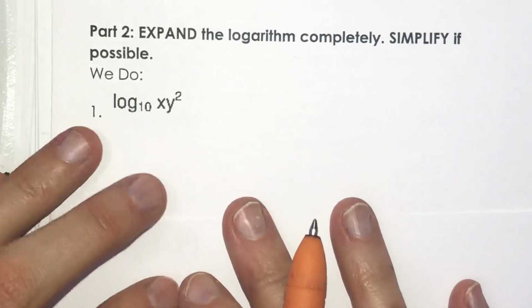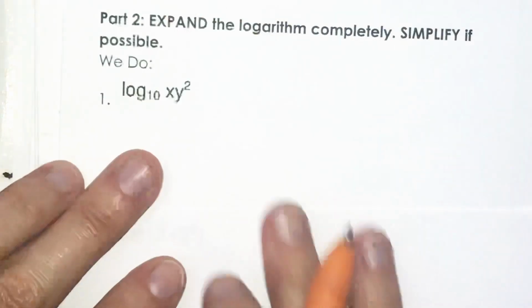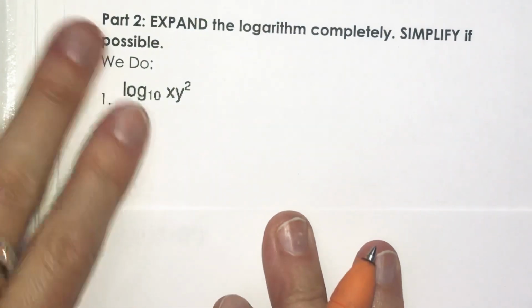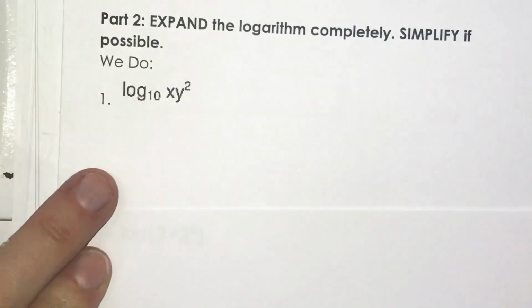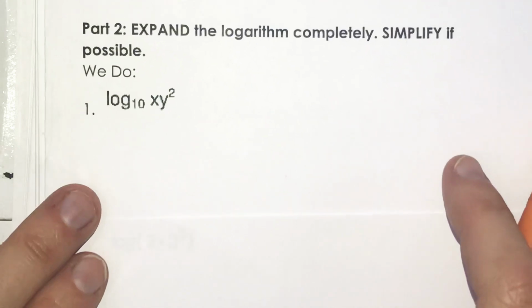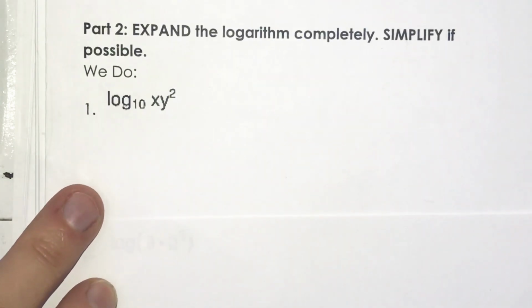Okay, now for our second part, for part 2, we're going to do just the opposite of what we did in part 1. So instead of condensing our logarithms, we're going to now expand our logarithms. And we're going to make sure we do it completely. So we're going to simplify if possible, but we're going to expand. So you might have the word log more than one time, and that's okay because that's what expansions are doing.